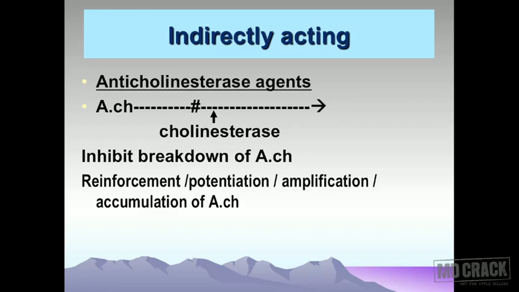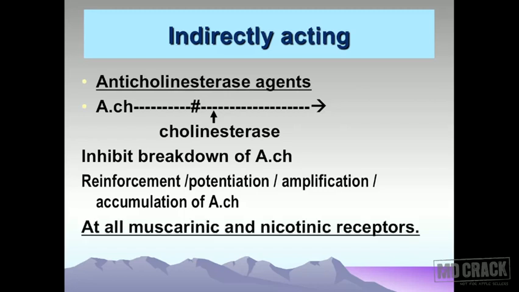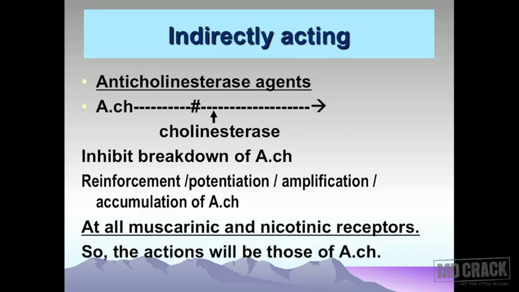Where is it going to happen? It's going to happen at all cholinergic sites. That's going to be the muscarinic receptors as well as the nicotinic receptors. We're going to get excess of acetylcholine. And this is why I said, let it be an indirectly acting agent or directly acting agent, it is going to lead to more cholinergic transmission. So the effects will be like acetylcholine, and the adverse effects also will be like the adverse effects of acetylcholine. So all the actions will be those of acetylcholine.